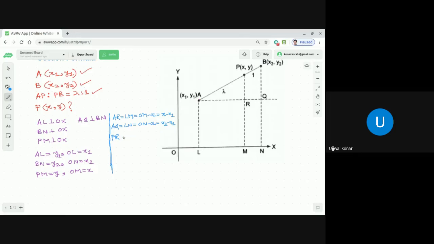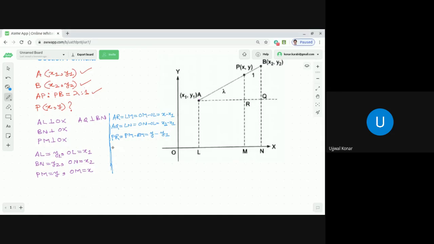So what is the value of PR? PR is equal to PM minus RM. Now what is the value of PM? PM we know Y. Correct, no? And RM is nothing but AL. AL is nothing but y1. So it is y minus y1. I hope you got it. PR, we found it out.